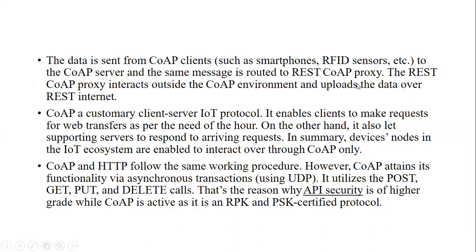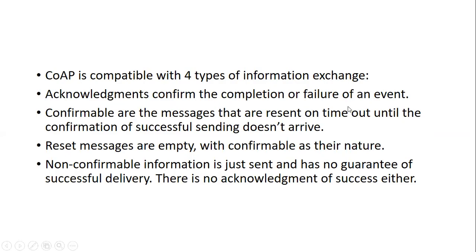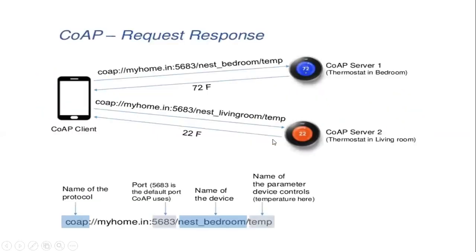Now, next, this is about data transmission between the entities of the CoAP environment. Now, how is this CoAP request made? In this, you can see there are two servers, CoAP server 1, that is a thermostat in the bedroom, and a thermostat in the living room. These two thermostats are placed in the house. One is in the bedroom and one is in the living room.